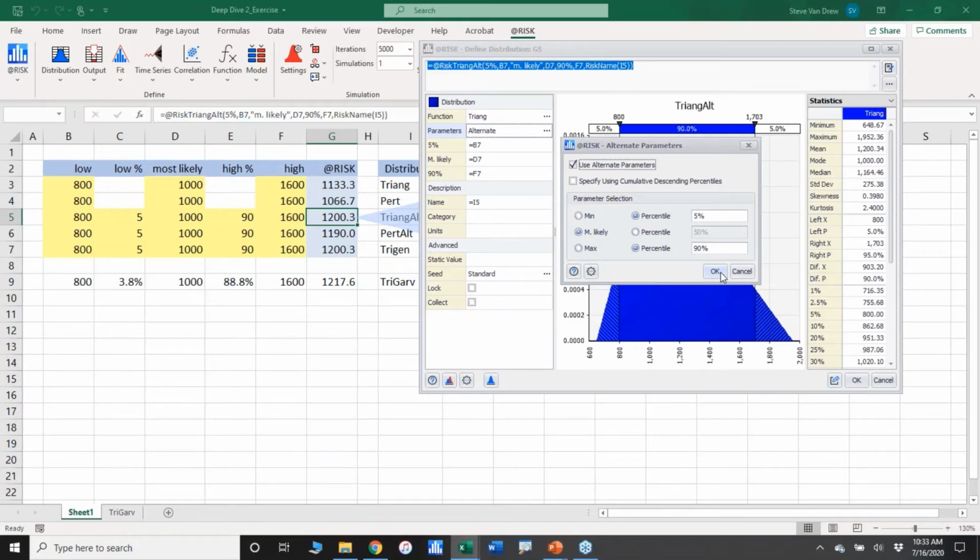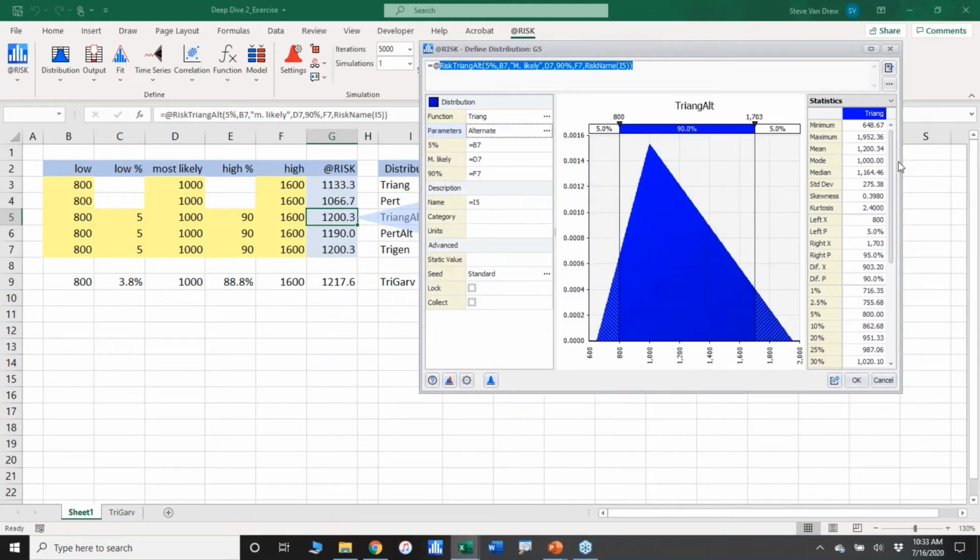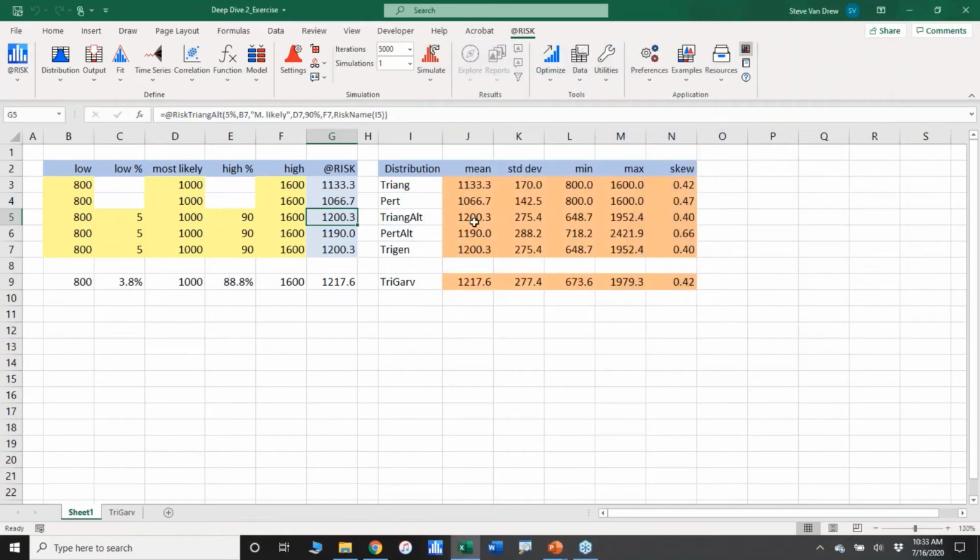And when I say okay, then I get this triangular, and you see off to the side the same kind of information for this distribution. I've also asked for these 5 statistics from the theoretical distribution, just so you can go in and see the differences instead of having them all together. It is exactly the same though as that 5-90 Tri-Gen would have been. No difference, just a different way of specifying it.